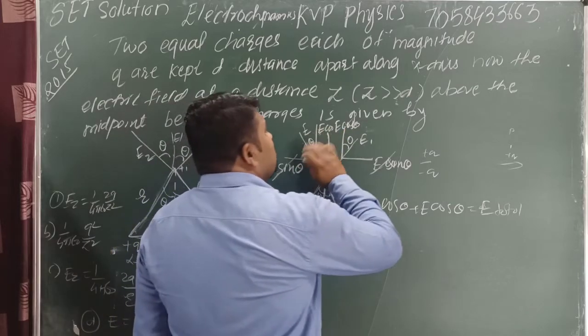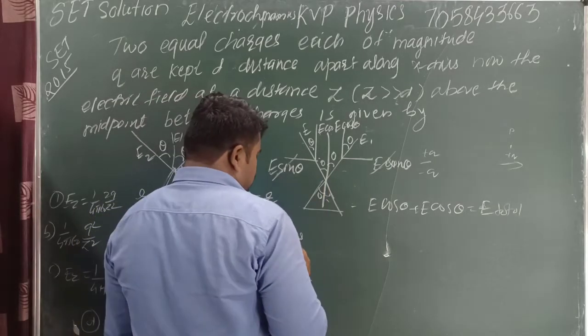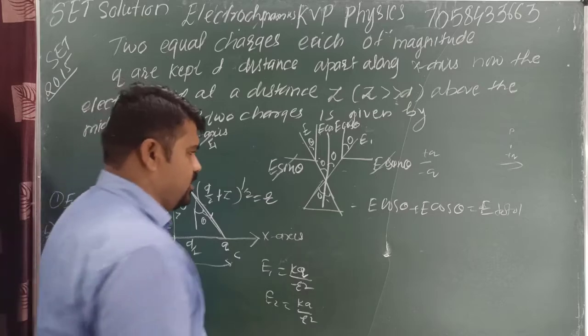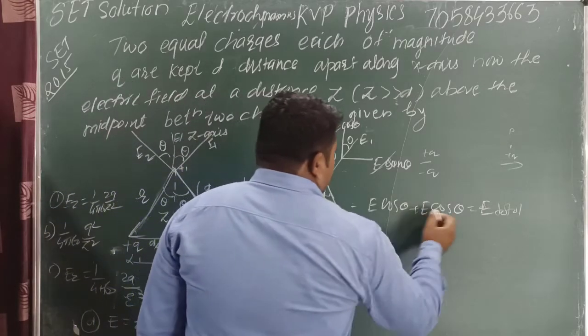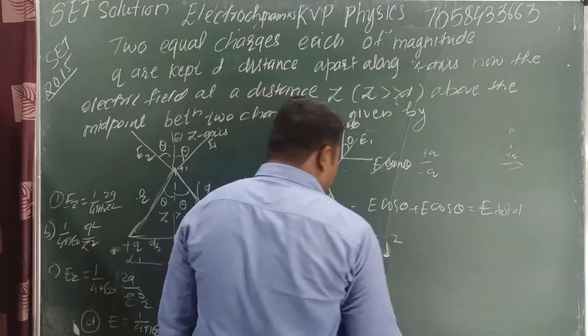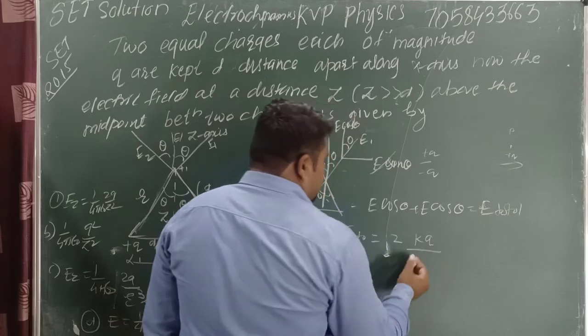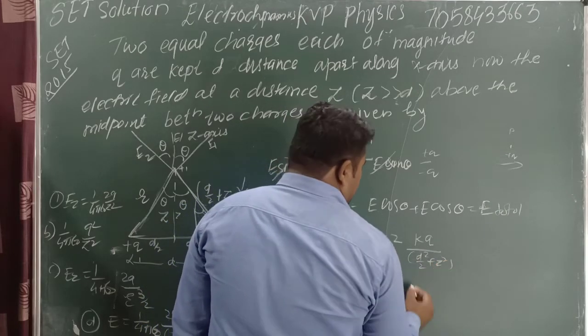Why can we take two times? Because both are in the same direction. Why are these two components cancelled? Because they are opposite in direction and equal in magnitude. Next, E total is equal to 1 plus 1, 2. What is the value of E? E is equal to KQ upon R square. R square means (D by 2) bracket square plus Z square.